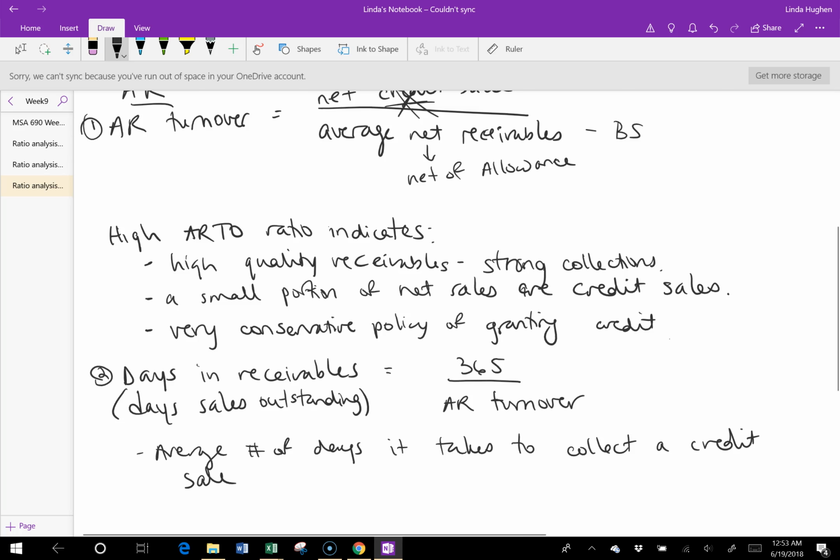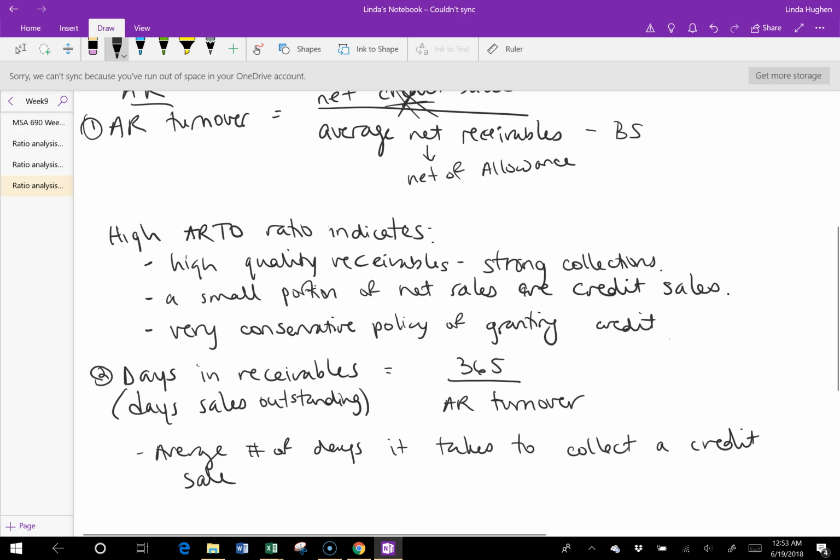This could lead to cash flow problems because remember, this is an interest-free loan to those customers. A low days sales outstanding or days in receivables means it takes the company fewer days to collect its accounts receivable. Since accounts receivable, again, are interest-free loans, low values are considered better.